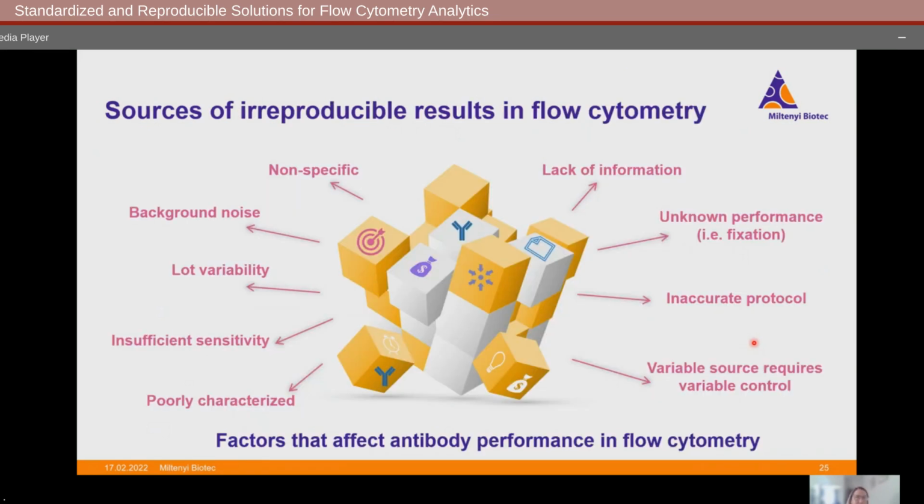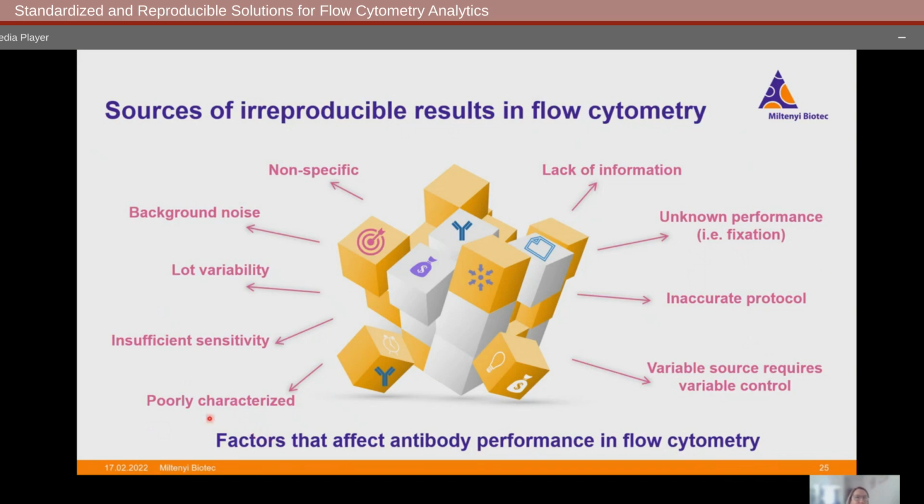So what are some of the factors that can result in irreproducible data in flow cytometry? There are many, and some of the major categories are listed here. Some of these probably don't come as a surprise, but taken all together, it really lends itself to a really complex type of analytics that needs to be controlled better.